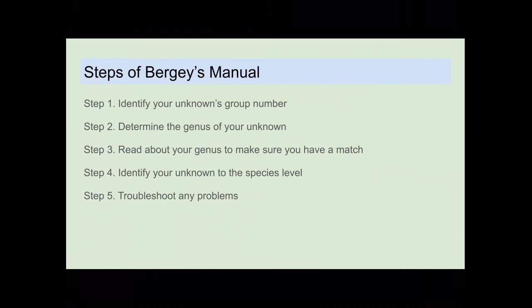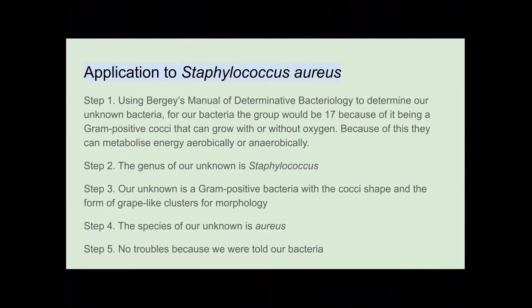Here are the steps of Bergey's manual laid out. The first step would be to identify your unknown's group number. Second, you're going to determine the genus of your unknown. Third step would be to read about your genus and make sure you have the correct match. Fourth, you will identify your unknown to the species level. And fifth, you will troubleshoot any problems, make sure you have the correct bacteria, everything like that.